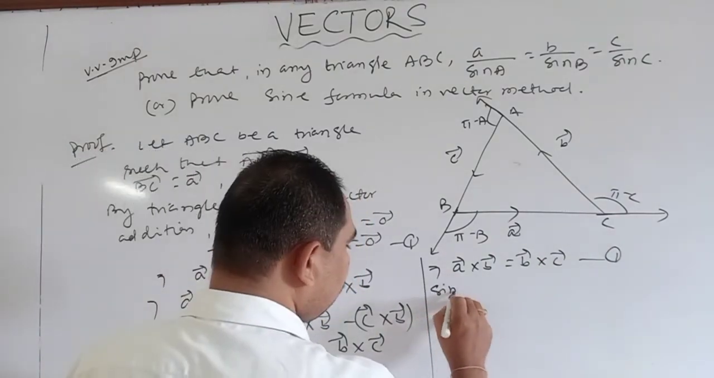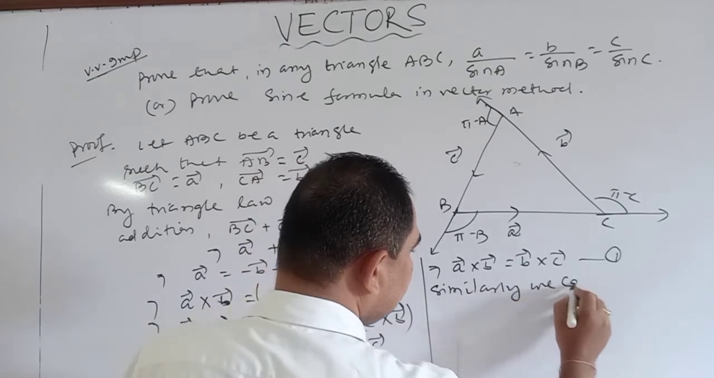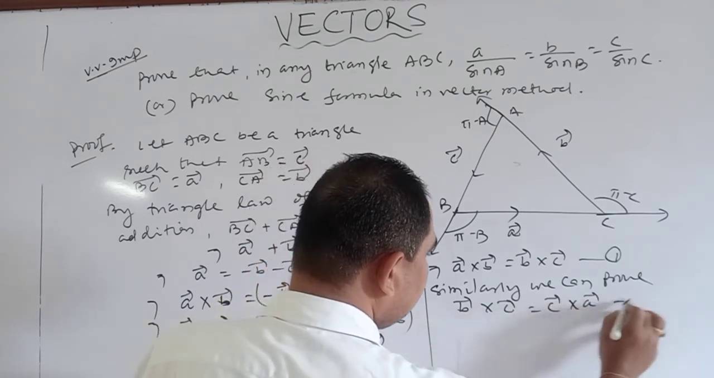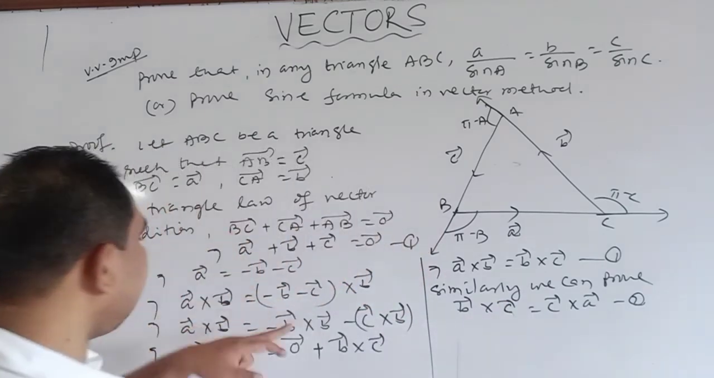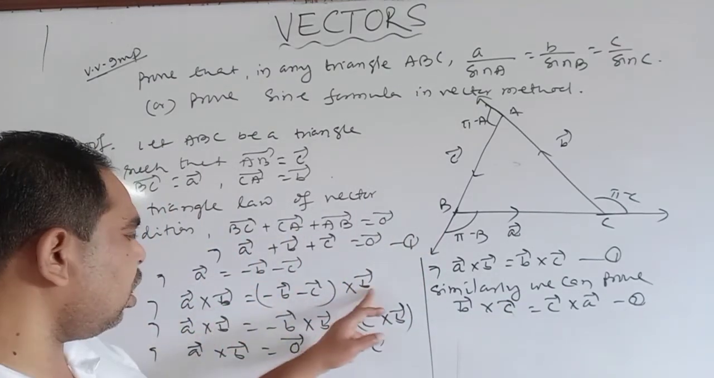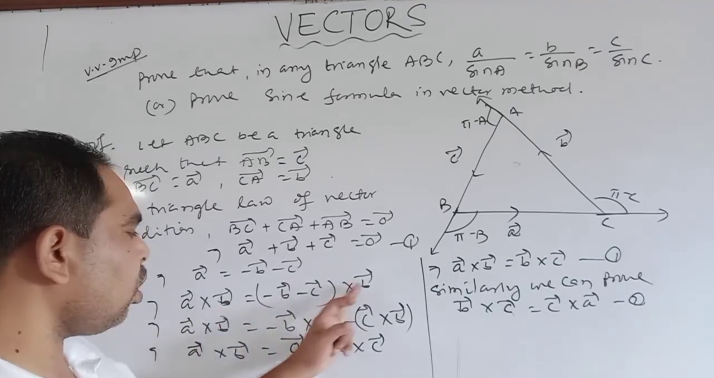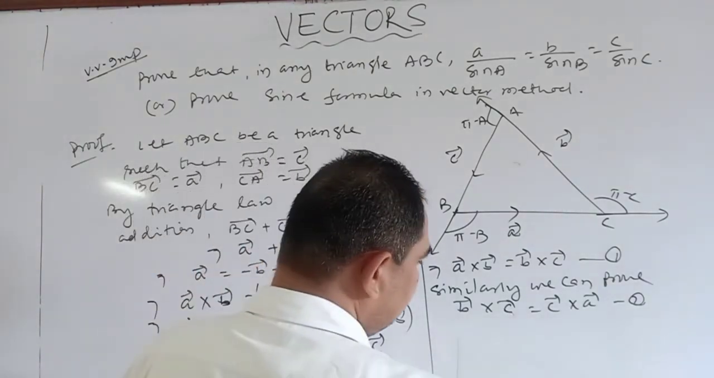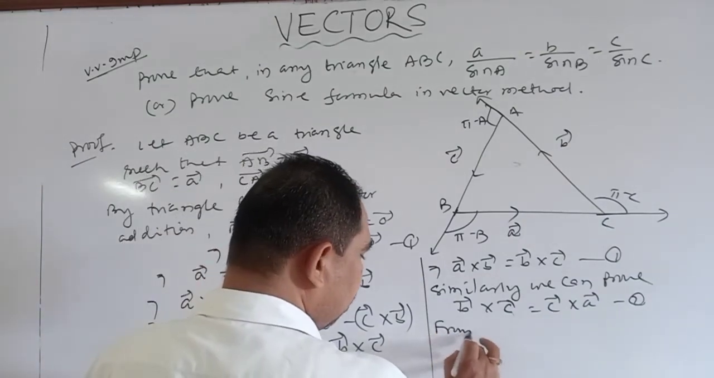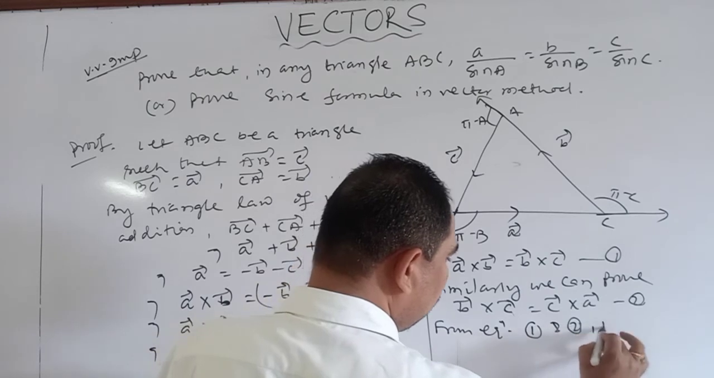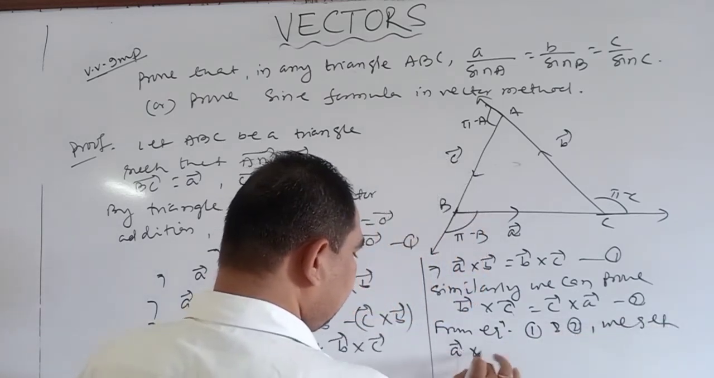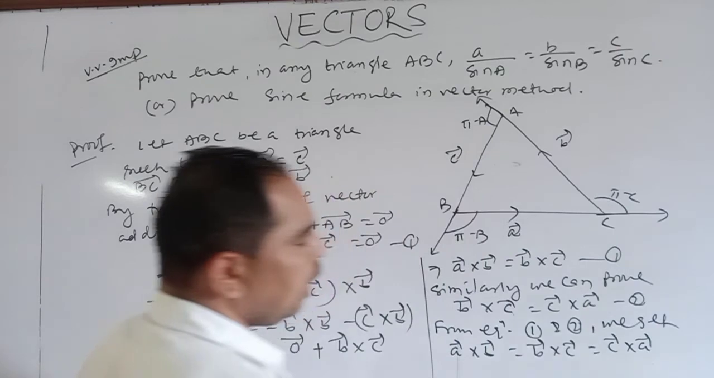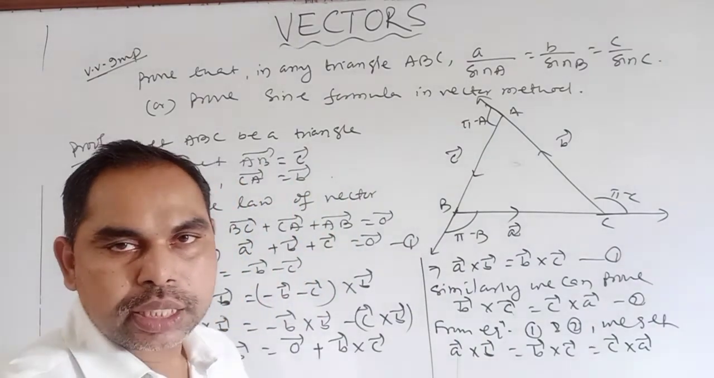Similarly we can prove b cross c is equal to c cross a. Equation 2. Here, cross both sides with c, or cross with a, and we get b cross c equal to c cross a. Okay. From equation 1 and 2 we get a cross b is equal to b cross c is equal to c cross a.